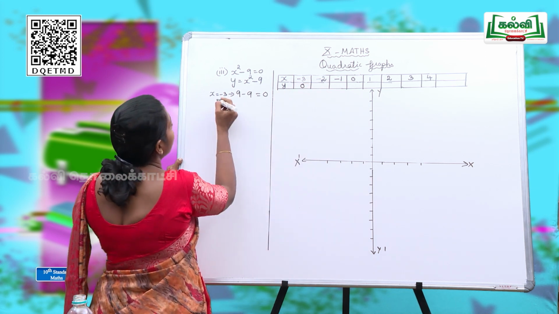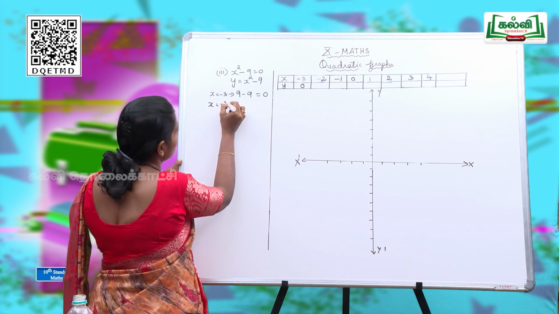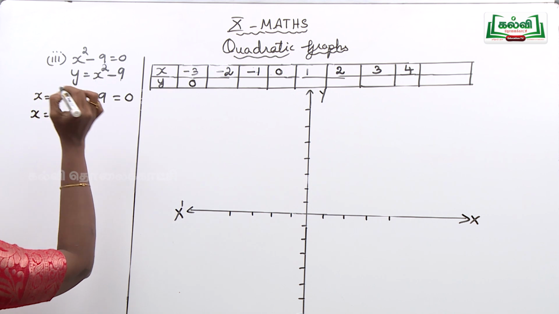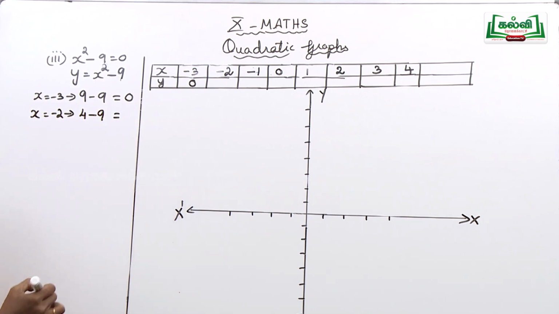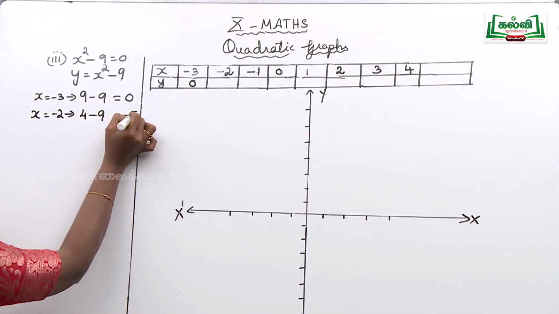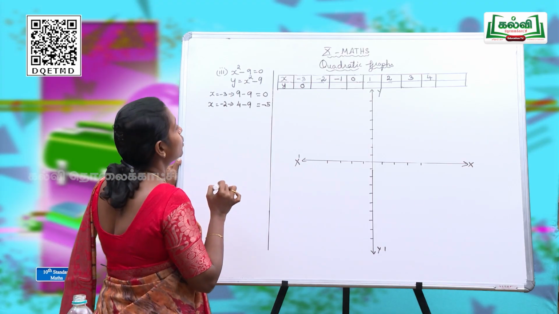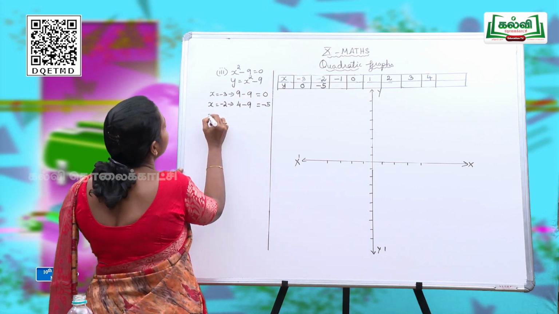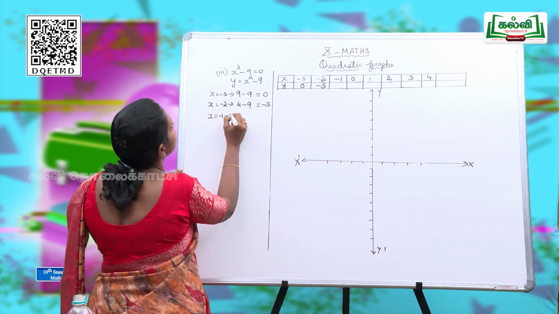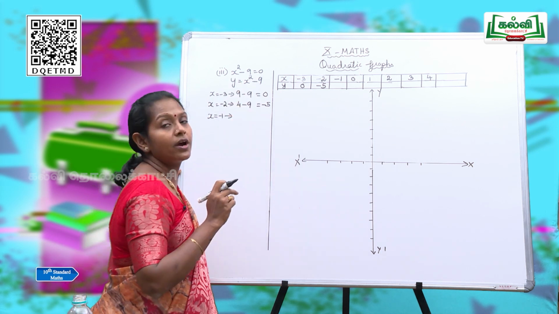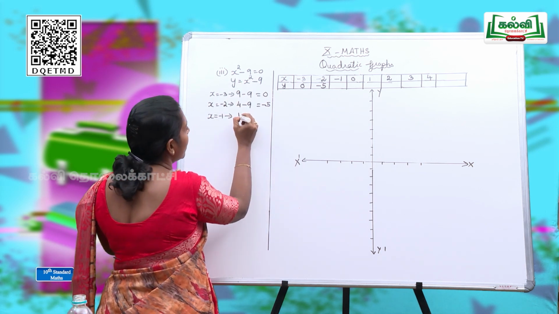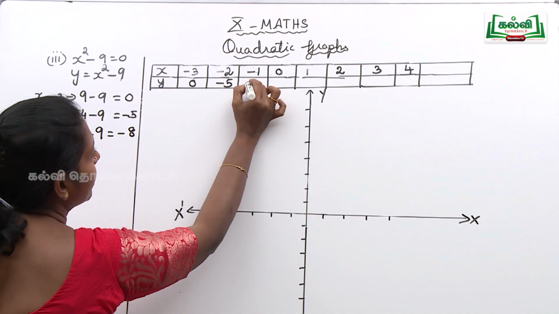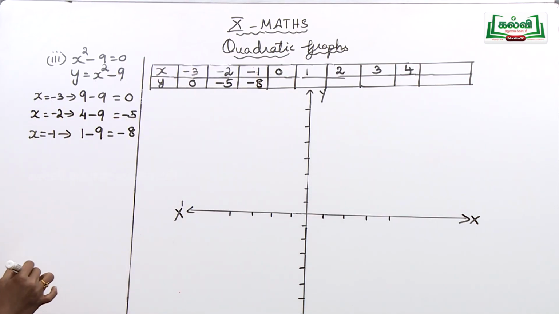Next, x is equal to minus 2. Good. Apply here. Minus 2 whole squared is what? Plus 4. Minus 9. 4 minus 9? Minus 5. So, when x equals minus 2, the value of y is equal to minus 5. Next, apply x equal to minus 1. So, when x equals minus 1, squared is naturally what? 1. 1 minus 9 is equal to minus 8. So, when x equals minus 1, y is equal to minus 8.